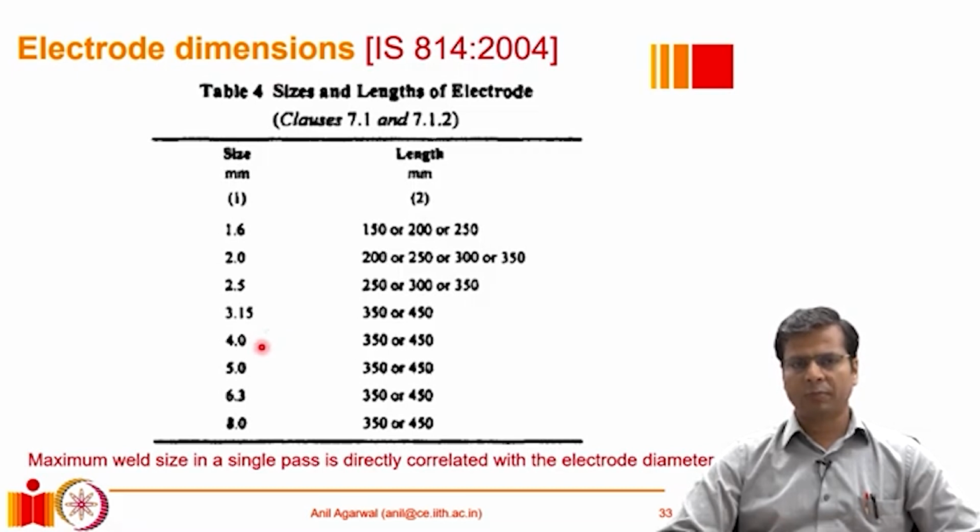They also need to pick the amount of current, because that also has a strong role to play in deciding what size weld can be provided with which diameter electrode. So they pick the electrode diameter and the power output, and then they are able to do the required weld. Here, this table specifically lists the different lengths which are available for a given diameter.